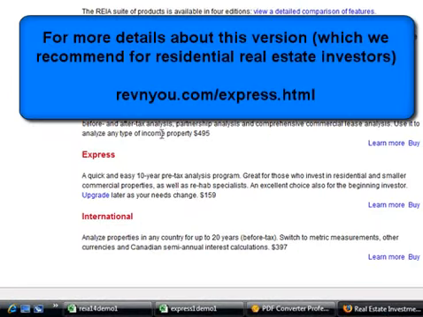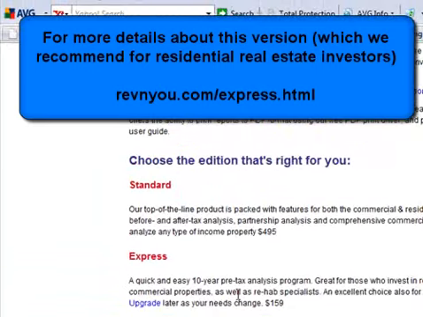Definitely would go with the Express edition at this point, especially if you're a starting investor. But it certainly has good value for all the information there, and it's a nice, easy way to get into learning about all the different financial aspects of being a property investor.